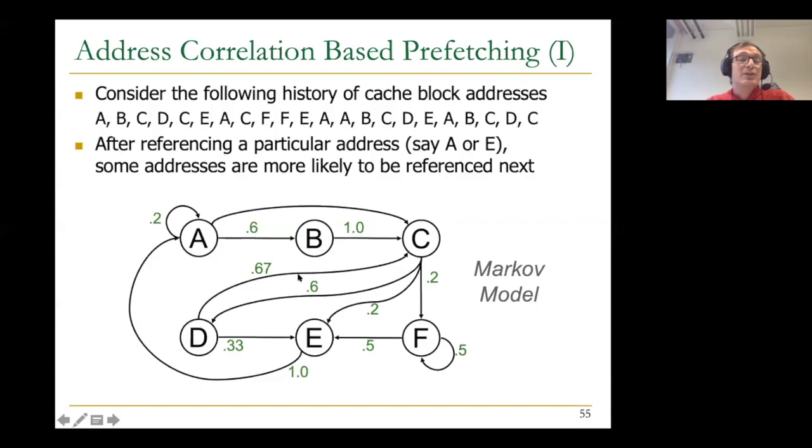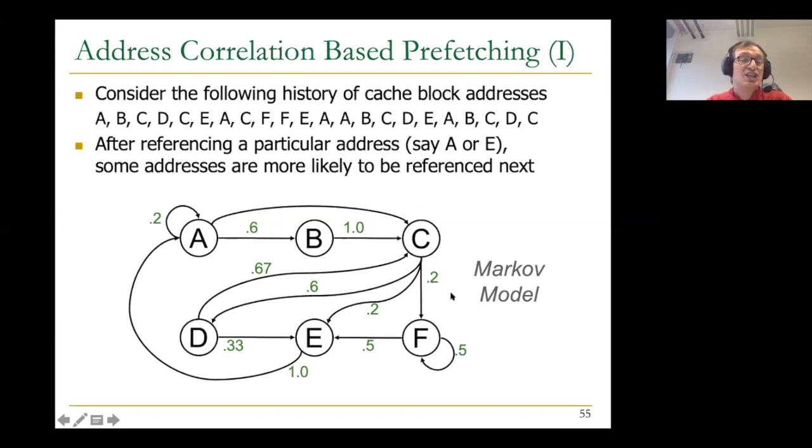So now, whenever you see an address, you can record the most likely address after that, or maybe all of the addresses that come after that and the likelihood of those addresses. Now you can record all of these in a table, basically. Of course, this table may become large. And the next time you see address A, you say, okay, with 60% probability, I'm going to prefetch address B. And with 20% probability, I'm going to prefetch address A again, if that makes sense, of course. And with 20% probability, I'm going to prefetch address C. Hopefully this is clear, right?